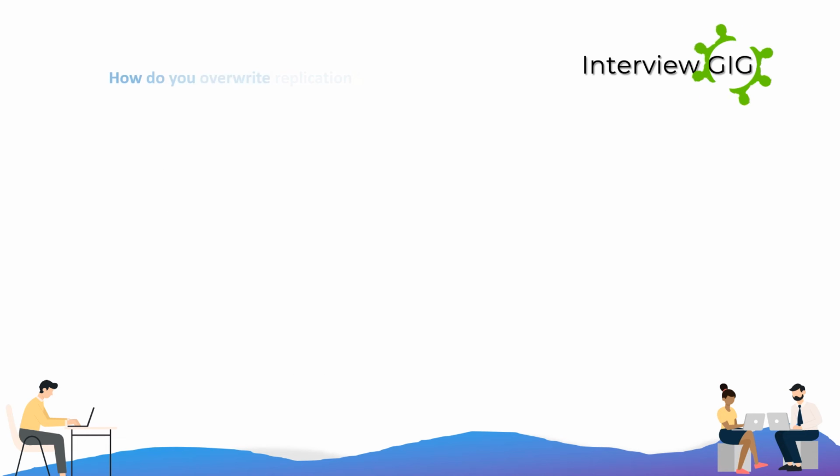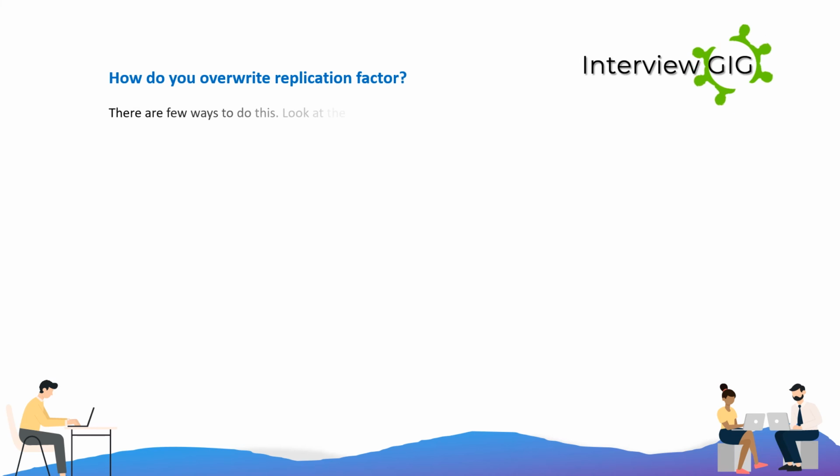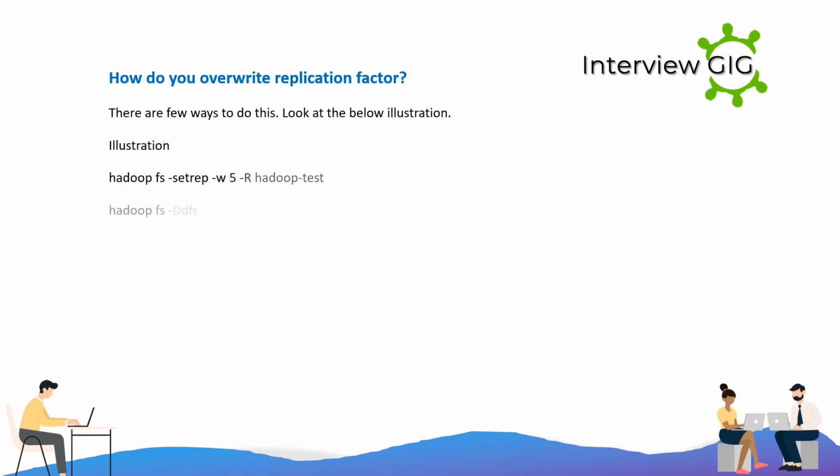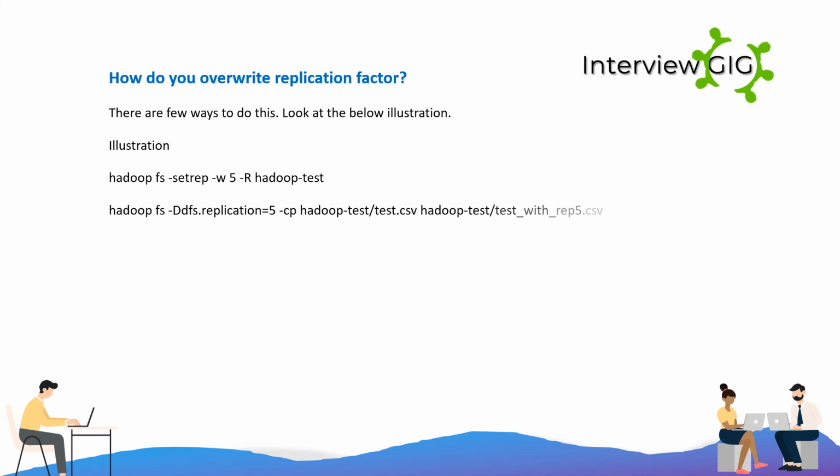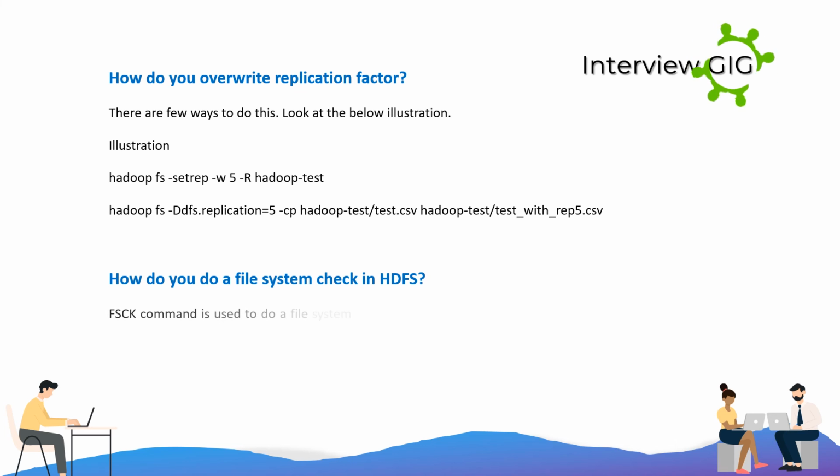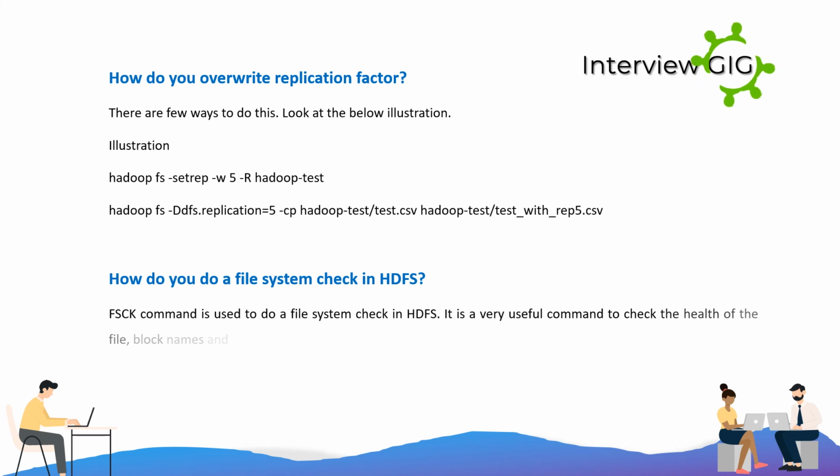How do you overwrite replication factor? There are a few ways to do this. Look at the below illustration. Illustration. hadoop fs -setrep -w 5 /hadoop/test. hadoop fs -Ddfs.replication=5 -cp hadoop/test/test.csv hadoop/test/test_with_rf5.csv.